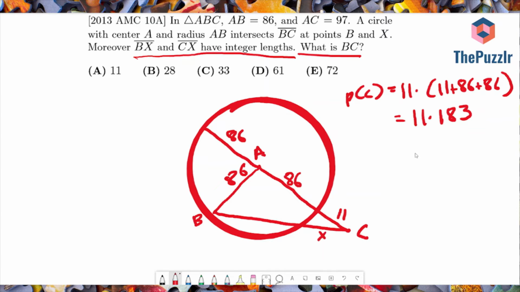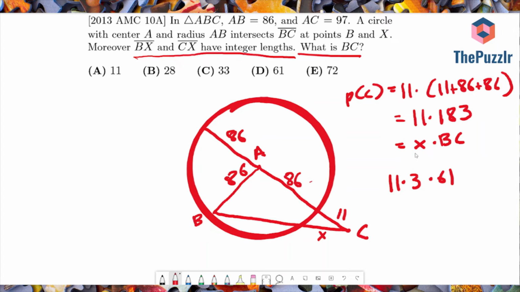Now, if we call this point X, then this is also equal to X times BC. So we have two variables, which makes it pretty hard. But we're given that it has integer lengths, so maybe that'll help. What's the prime factorization of 11 times 183? Well, 11 is prime. Let's look at 183. If you divide it by 3, it's actually divisible. So we can do 11 times 3 times 61, and I know that 61 is a prime number.